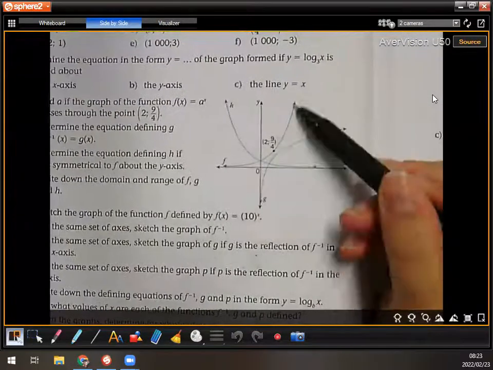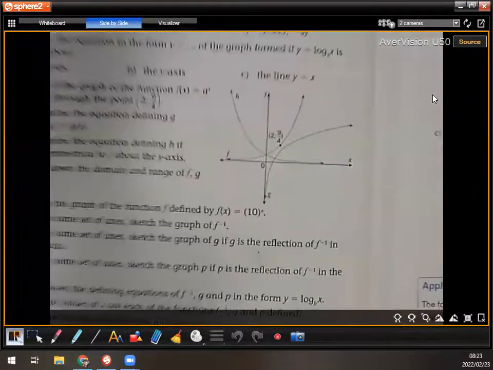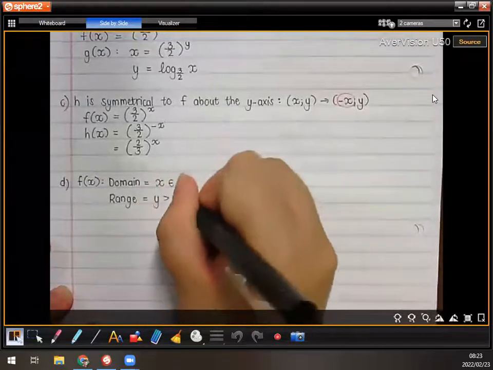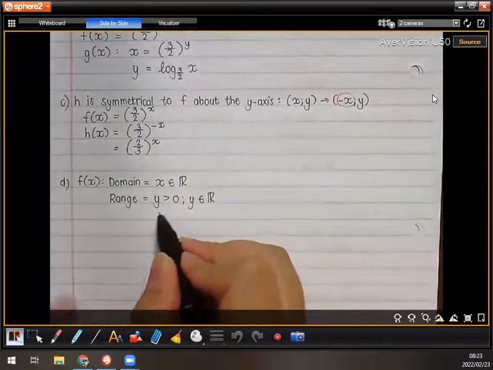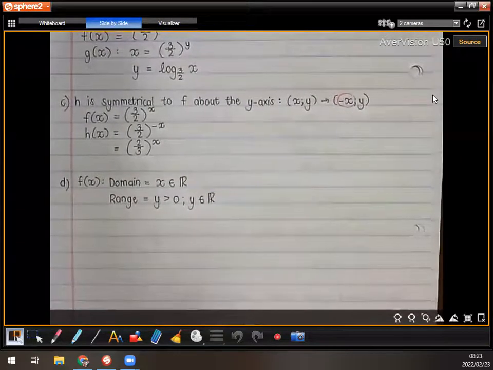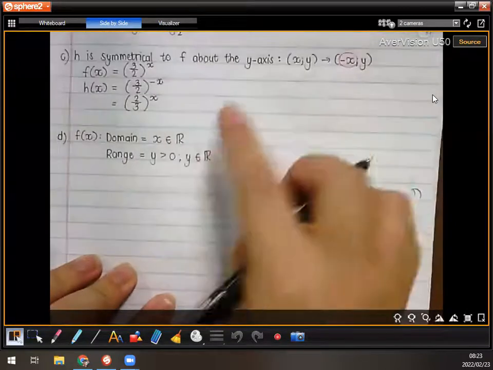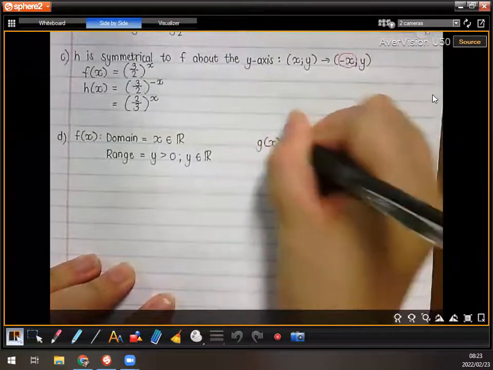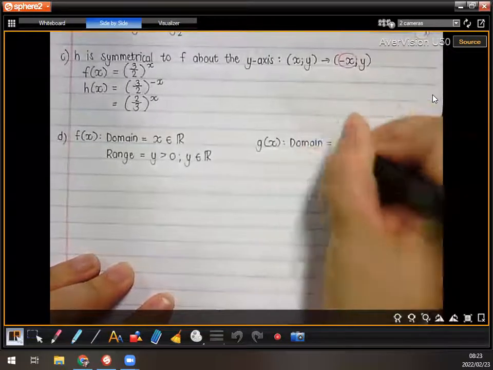We're looking at this one. What do we think? y must be greater than 0. Good. Yeah, y greater than 0. Remember, we can't say greater than or equal to 0 because 0 is an asymptote. We have to just say greater than. All right, I'm going to do g next to it because g was actually the inverse of this graph. So the domain and range are just going to swap around.